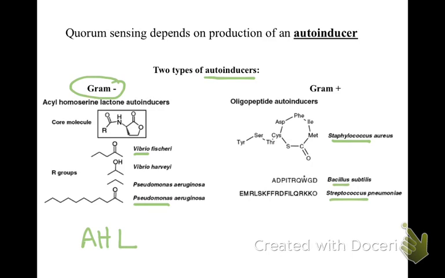for acyl homoserine lactones. And at the core, all of them look like this. They have this lactone ring, and they have an acyl group that can vary. The R group can be anywhere from a small moiety, as in Vibrio harveyi, or a very simple one, as in Pseudomonas, to something that's very complex. You do not see AHLs in gram-positive organisms.